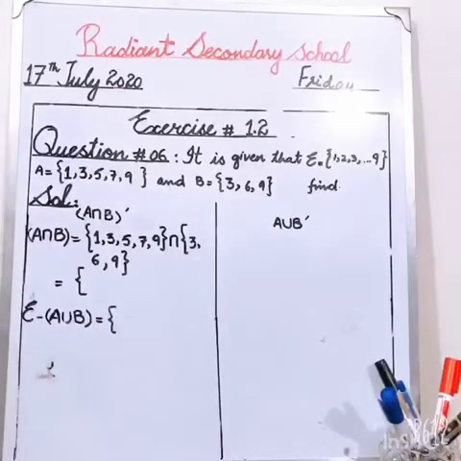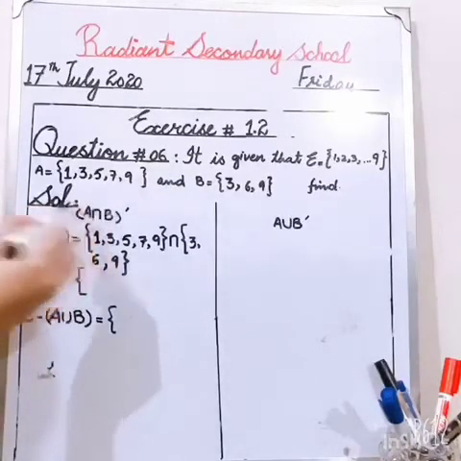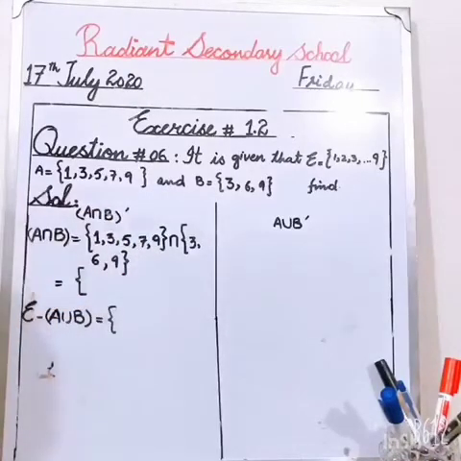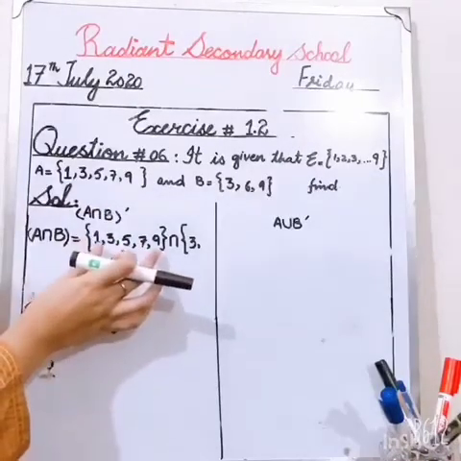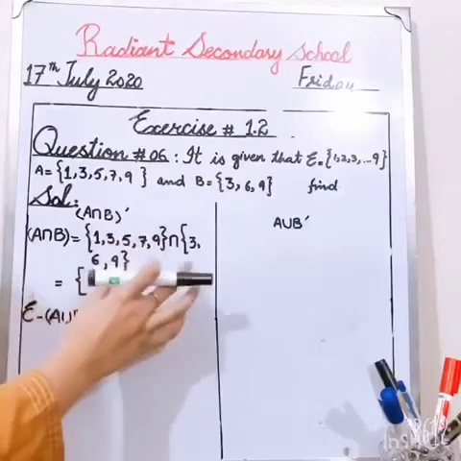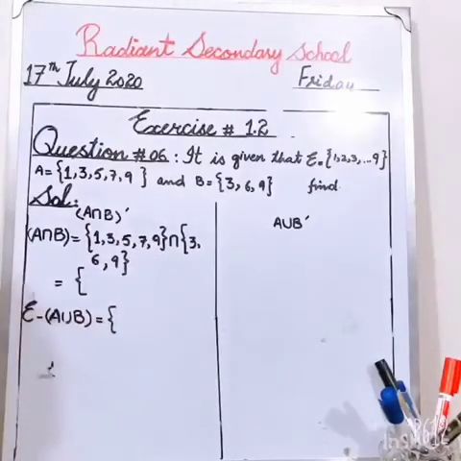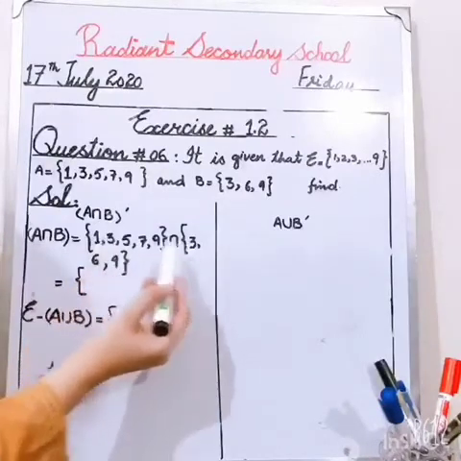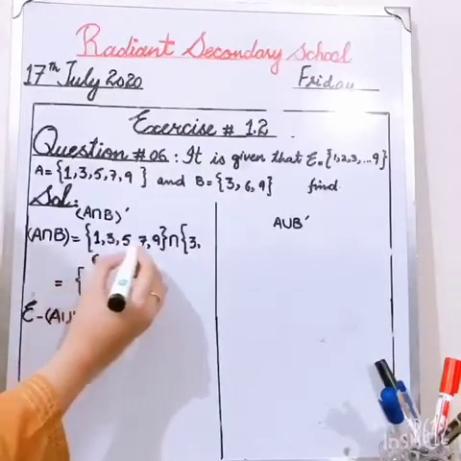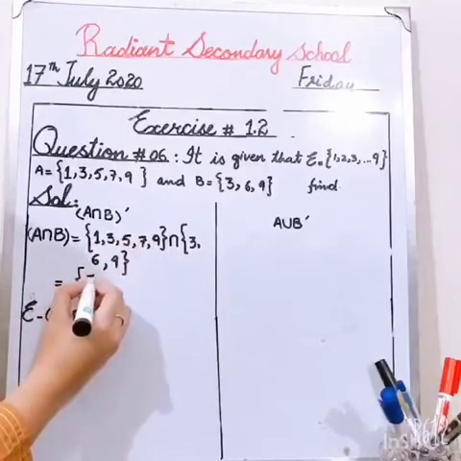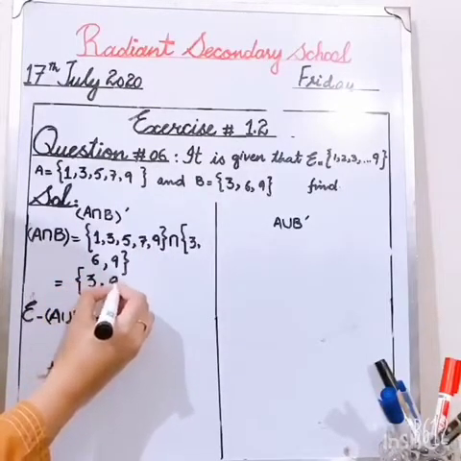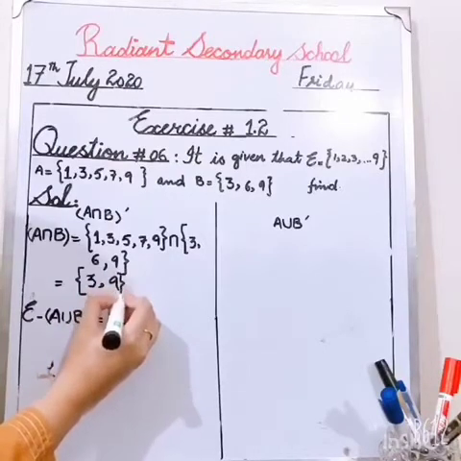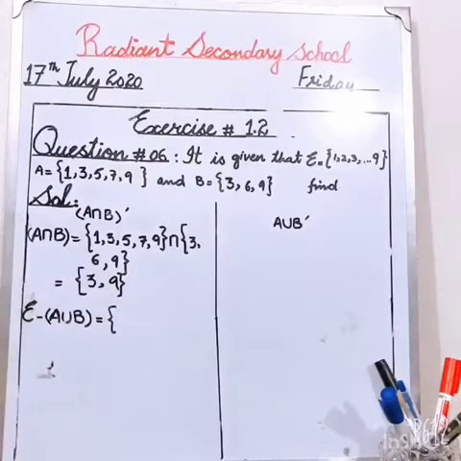So first what you have to do? You will write A intersection B, as we first solve the bracket and inside the bracket there is A intersection B. So first you will write down the set A, put the intersection sign and then set B. Now as intersection is the common elements between the two sets, what is common here? 3 and 9. Two elements are common, 3 and 9. So this is the intersection of these two sets.